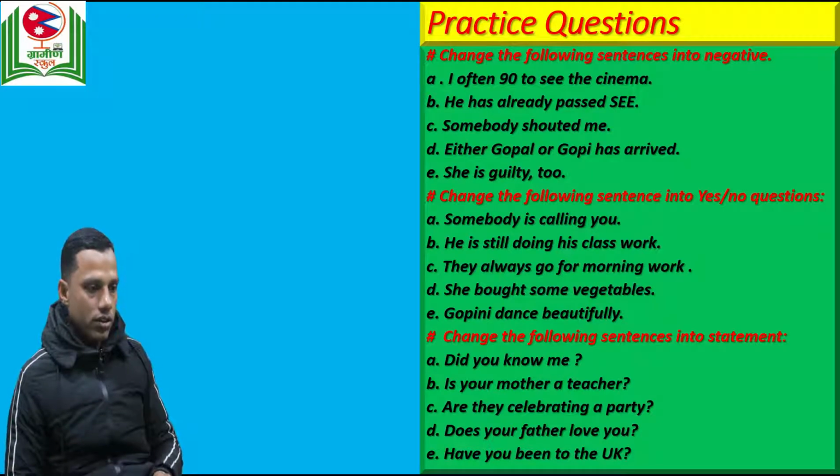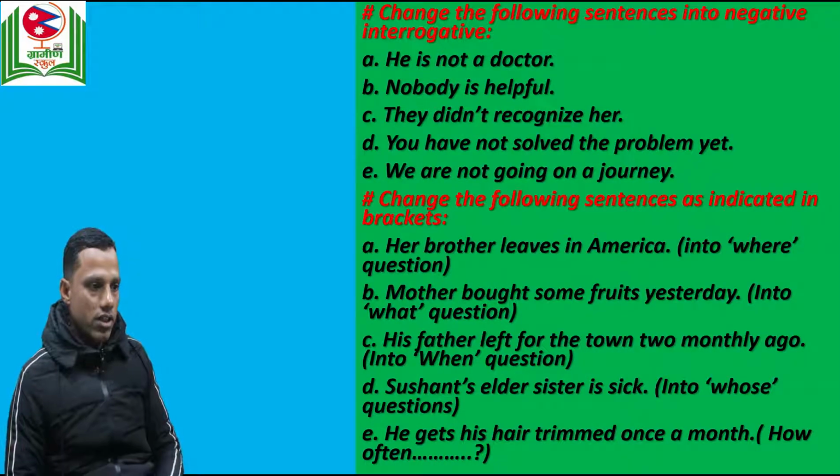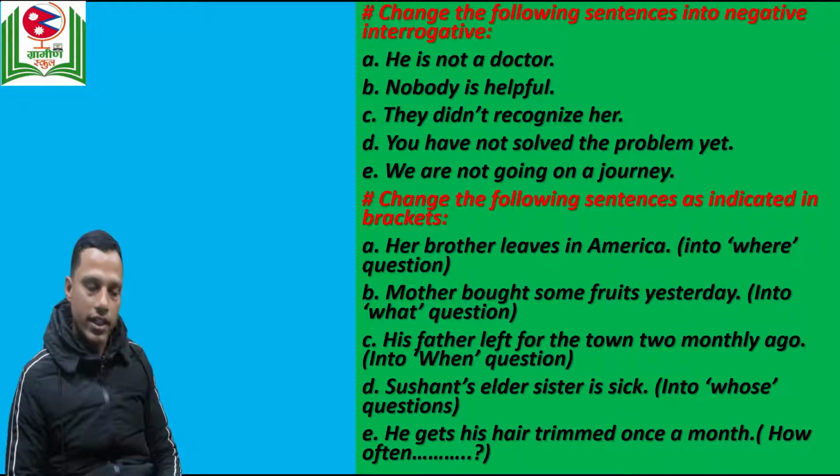Okay. Now let's see the next. Change the following sentences into negative interrogative. Here also I have as many as 5 questions for you. Okay, let's see the first one. Number A, we have: he is not a doctor. Now you can change this into negative interrogative as: isn't he a doctor? Isn't he a doctor? Yes, like this. Now you will do the rest yourselves. Now we'll move to the next.